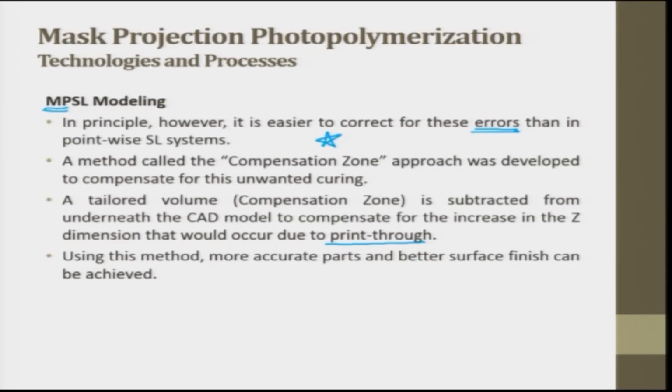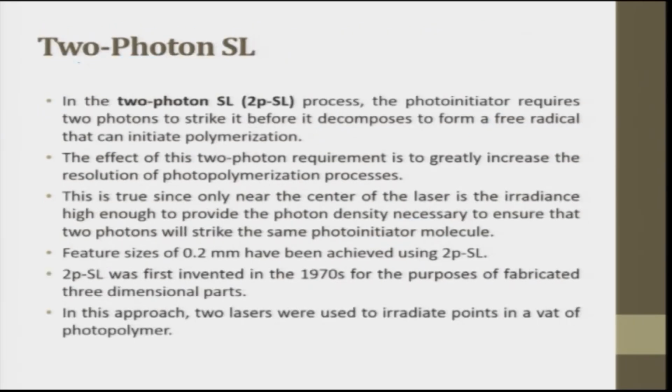So using this method, more accurate parts and parts with better surface finish can be achieved. So this mask projection model is giving a better result in terms of part geometry, accuracy and surface finish. The next technique is 2-photon stereolithography. We saw three: point-wise, then mask projection, then 2-photon. In 2-photon stereolithography, 2P SL, 2P means 2-photon. A photon is an energy packet. A light energy packet is nothing but a photon.